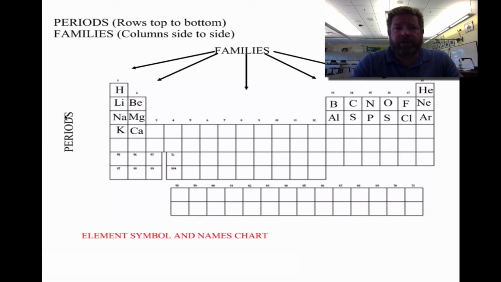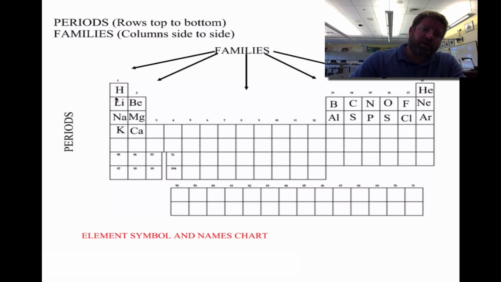A couple things that you need to know: the families go up and down, or in columns, if you will. And periods go across side to side in rows. So up and down are families, which are columns. Now, this is a mistake here. It says side to side and top and bottom. Make sure you cross that out. I'm just noticing that. But columns go up and down in our families. Things in the same column look alike, act alike, have the same number of electrons in their outer shell.